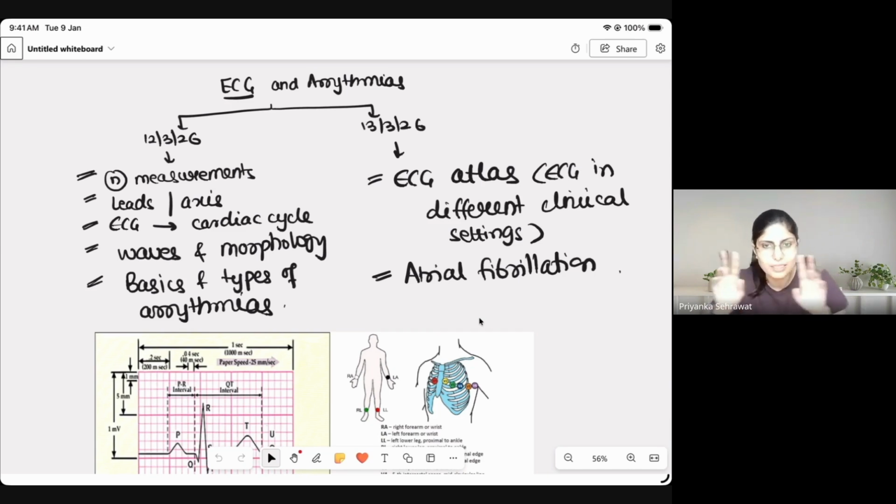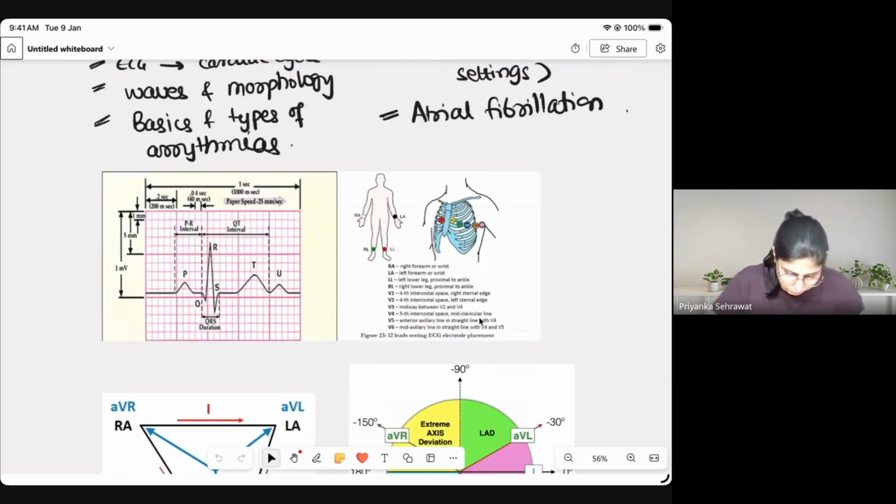And tomorrow we will discuss the ECG atlas that I've shared in the morning along with other ECGs that I have added today that we see in different clinical settings. And of course, atrial fibrillation is an important topic, so we'll discuss that tomorrow. Today we will be discussing the normal measurements, the waveforms, the cardiac cycle, which waveform correlates with which phase of the cardiac cycle, the different morphologies of waveforms or intervals, and the basics and types of arrhythmias. So let's start with our class for today.